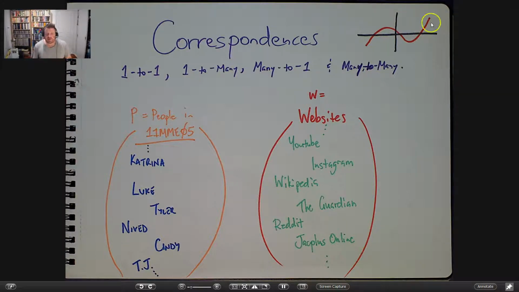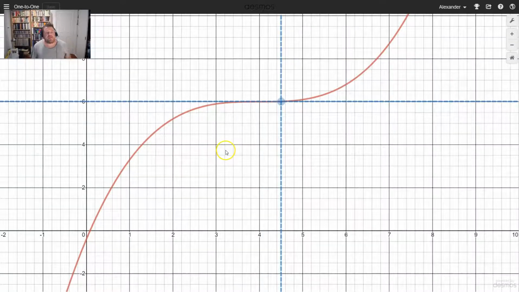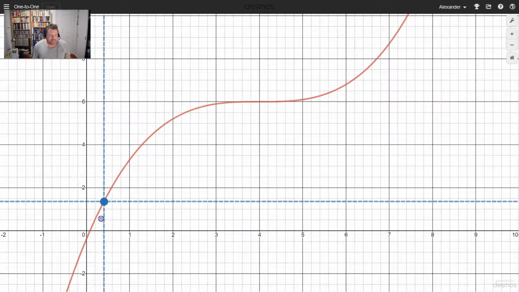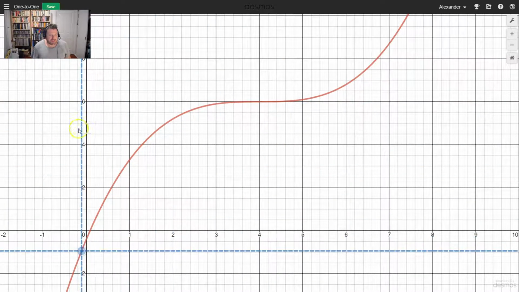Alright, so let's first do it in the context of graphs, and then we'll come back to the more abstract case. Alright, so thinking about graphs, let's just go through them one by one. So we'll start with one-to-one. Okay, so a one-to-one graph is a graph that passes both the vertical line test and the horizontal line test.